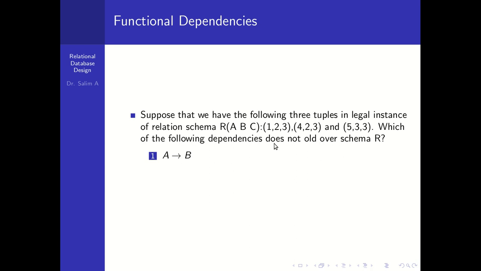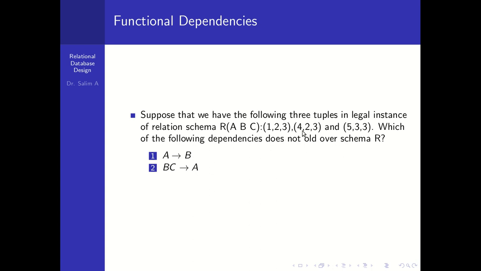These are not the same. Therefore, A determines B is not violated. What about BC determines A? BC determines A. The first tuple BC value is 2, 3, the second tuple BC value is 2, 3, the third tuple is 3, 3. Therefore, the first and second tuple BC values are the same, the x values are the same.